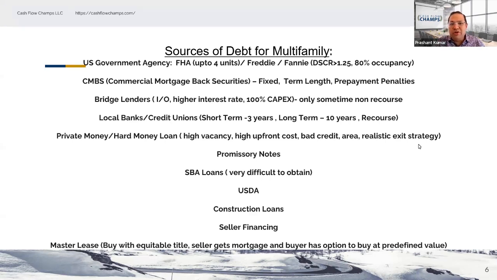You can go to SBA loans, which are very difficult to obtain. SBA and USDA are US government programs. They guarantee the loan. SBA limit is up to 5 million for individual. USDA loans could be more than 5 million. They could go up to 10 or whatever, 15 million. But they are very difficult to get.